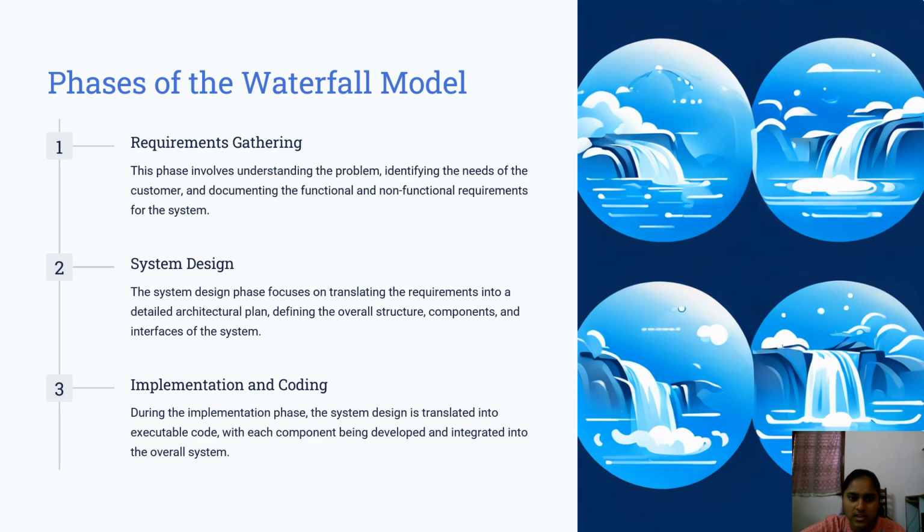The system design phase focuses on translating the requirements into a detailed architectural plan, defining the overall structure, components, and interfaces of the system. The third phase is implementation and coding. During the implementation phase, the system design is translated into executable code, with each component being developed and integrated into the overall system.